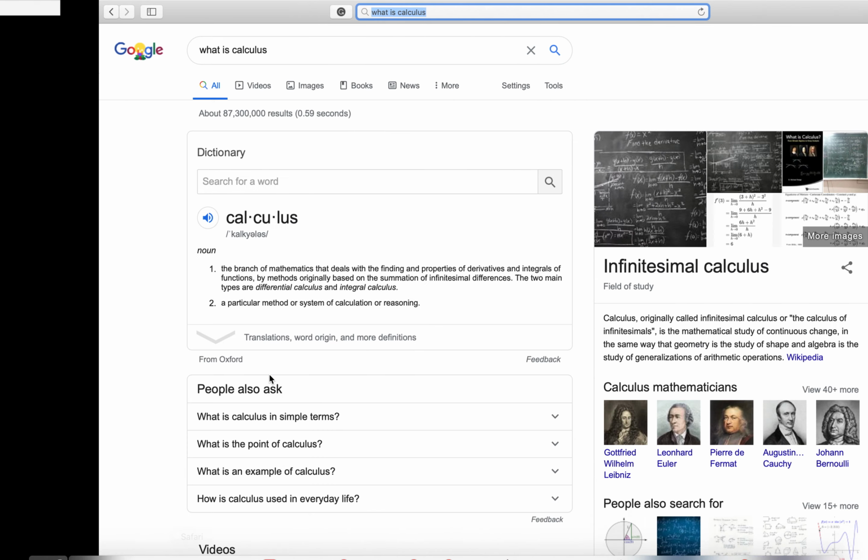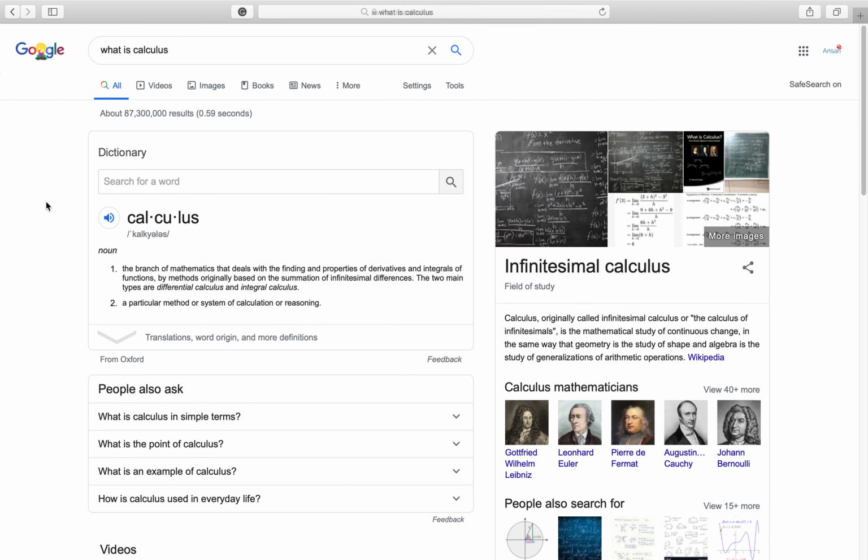So first, let's search on Google and see what Google tells us the definition of calculus is. So let's see, what is calculus? We search that up and we get the definition, which is the branch of mathematics that deals with finding and properties of derivatives and integrals of functions by methods originally based on the summation of infinitesimal differences. The two main types are differential calculus and integral calculus. So what does this really mean?